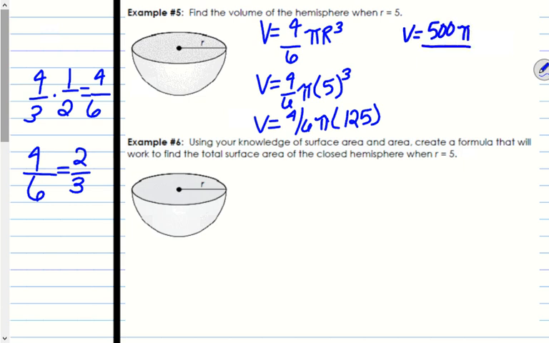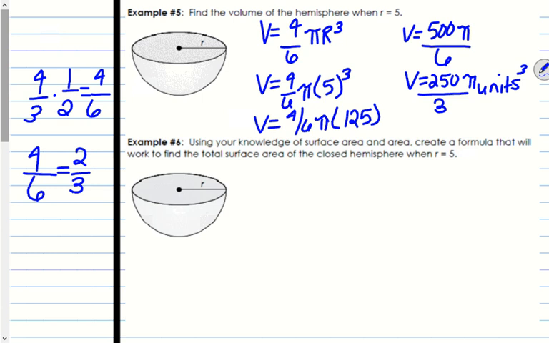pi over 6. And if you divide 500 by 6, it is not an even number, so if you just want to reduce it, I know that 2 can go into 500 250 times, and 2 can go into 6 3 times. And you could say that this is your answer, units cubed. Or if you wanted to do 250 divided by 3, it's a decimal, so I think it would be 83.33333 pi. You could write that as well, but 250 divided by 3 pi is the answer.